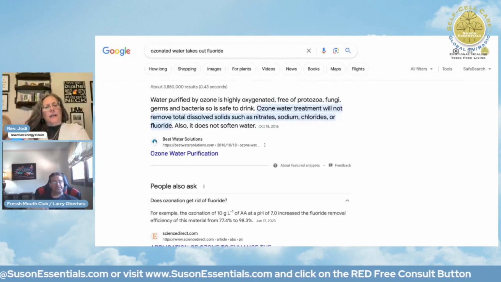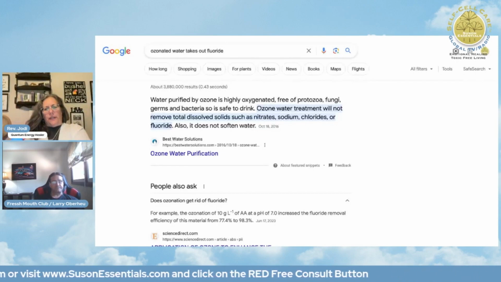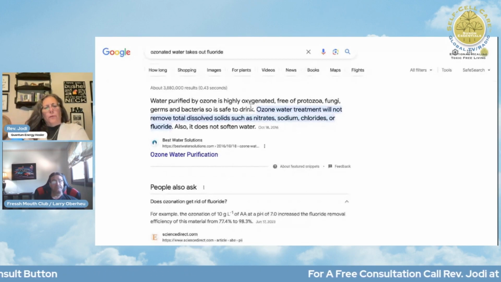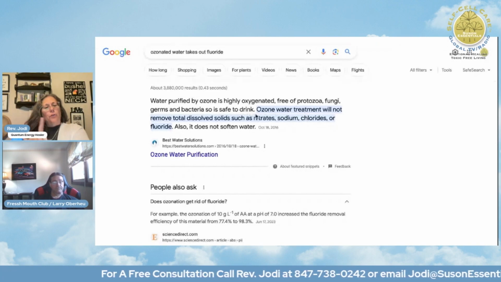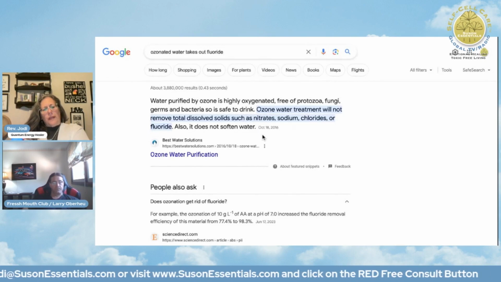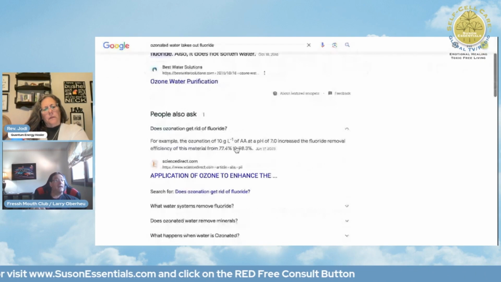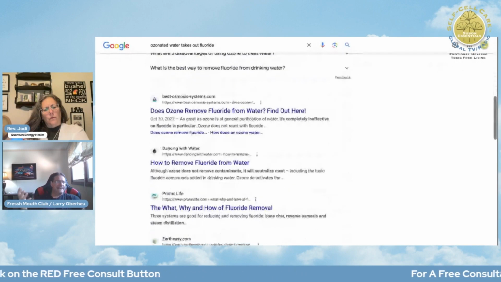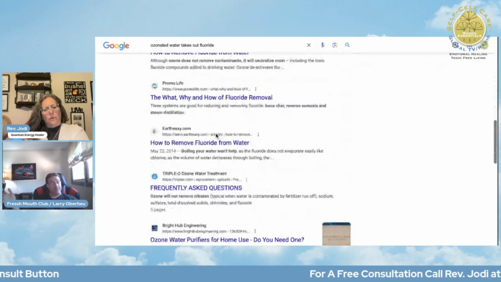And here it says, and guys, not everything you find on the internet is true, but it says water purified by ozone is highly oxygenated, free of protozoa, fungi, germs, and bacteria, so it's safe to drink. Ozone water treatment will not remove total dissolved solids such as nitrates, sodium chlorides, or fluoride. And it doesn't. So that's what I'm saying. It's not getting rid of the fluoride. It will remove a good portion of it, not all of it, because that's not what it's designed for.